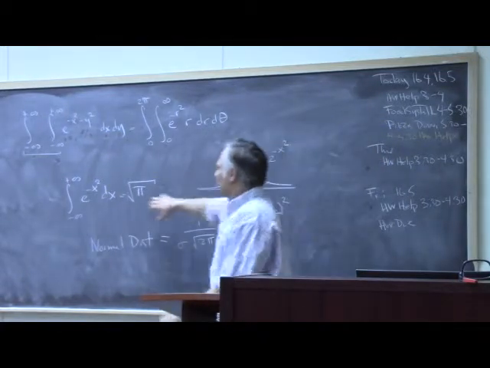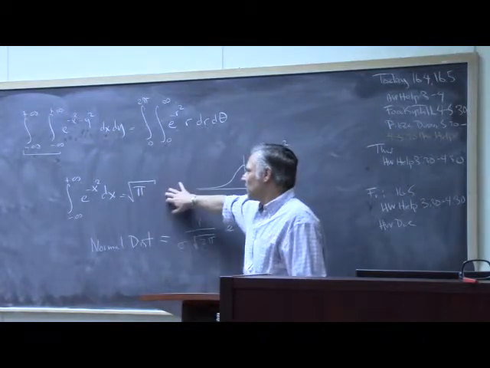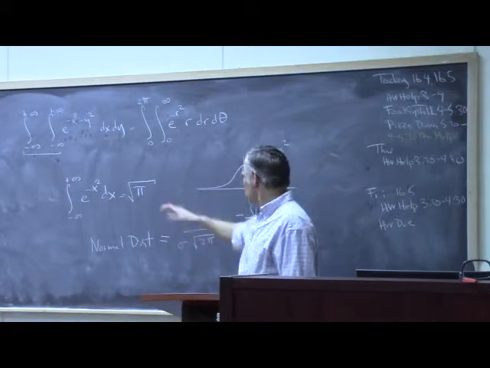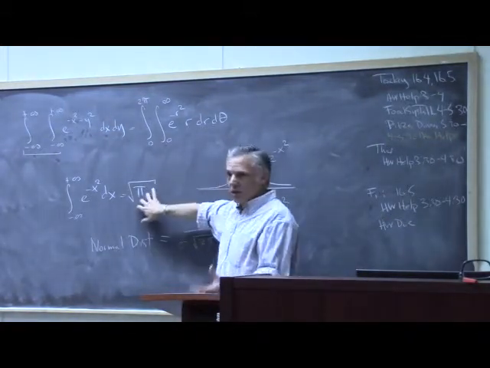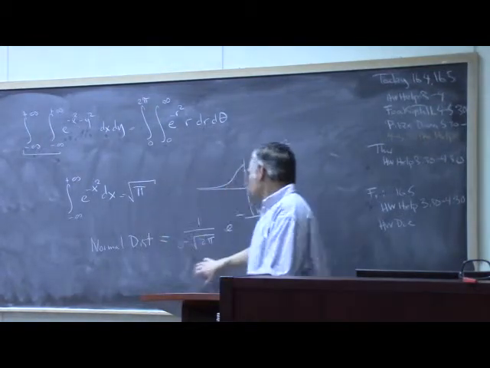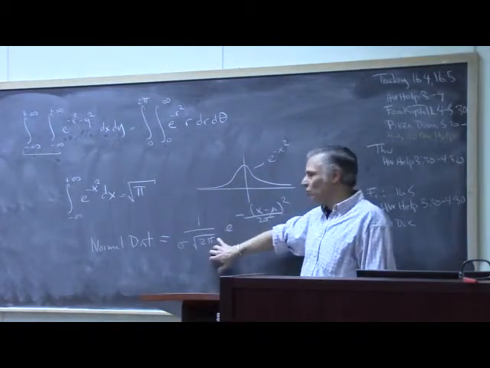So there's a bunch of steps to go from here to here, but it's a couple of u substitutions. But anyway, you can see where the square root of pi is going to appear. Maybe it is magic, but cool magic.